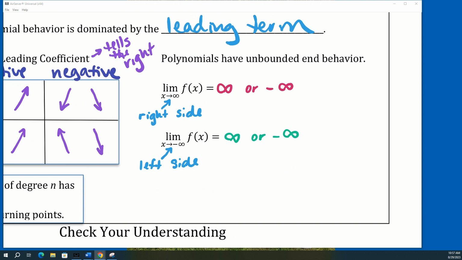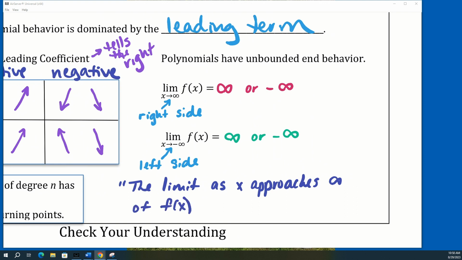One more thing about these limits, I'm going to write out in words how you read the limit, because that's not something you guys have done before. You would read it as the limit as x approaches infinity, in this case, or negative infinity, of f of x is, and then whatever you get for the value of your limit.